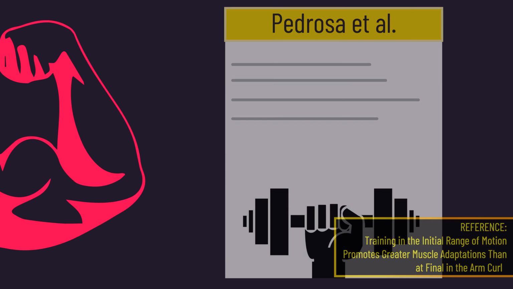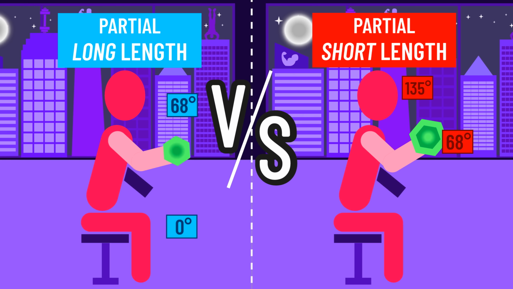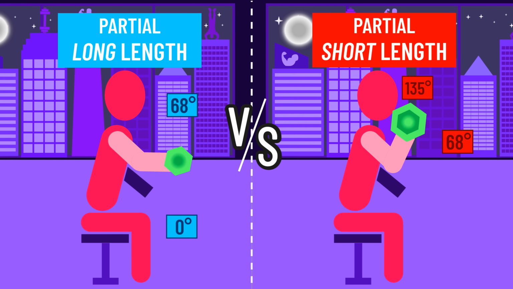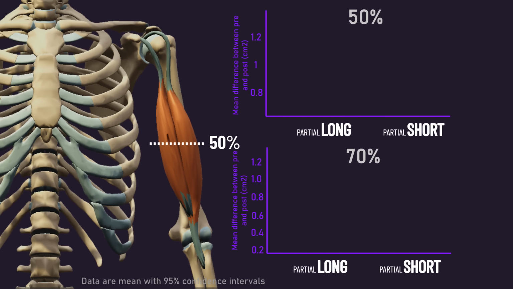We've seen this with the biceps too. This study compared partials at long to short lengths on the preacher curl. Growth at the middle region of the biceps was actually similar between both, while growth at the distal region was better with the partials at long lengths.